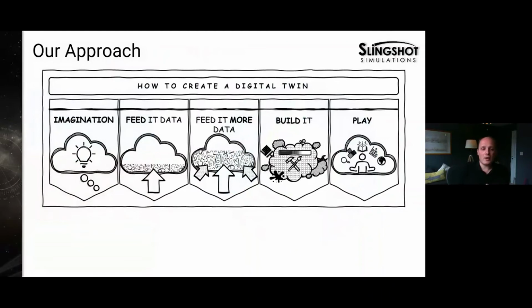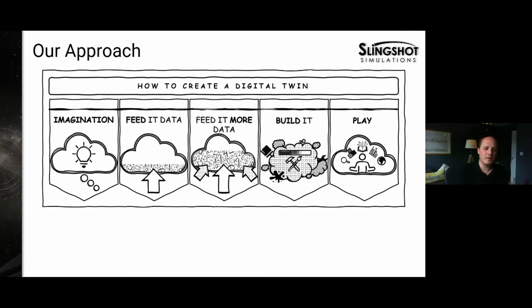So at Slingshot, how do we do this? We split it into 5 phases. You have an imagination phase where you do not limit yourself by what you think is possible. You don't limit yourself by what you've seen before. You say, well, what is it that I need to do? What is the story I need to tell? And that links back to that play aspect of imagine this is a computer game.